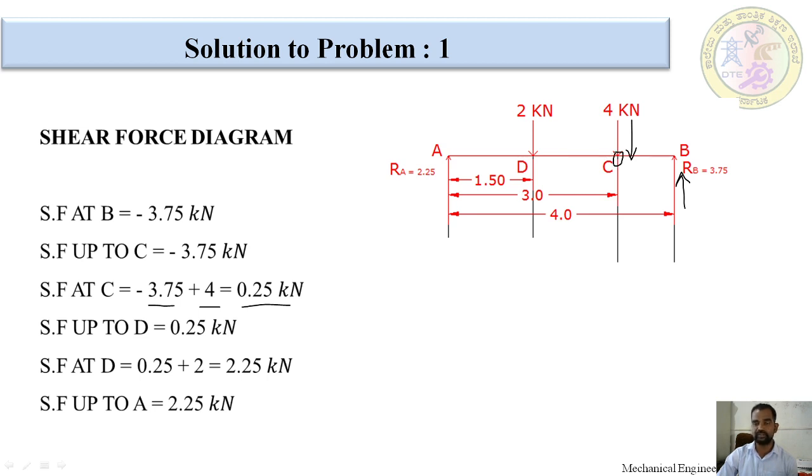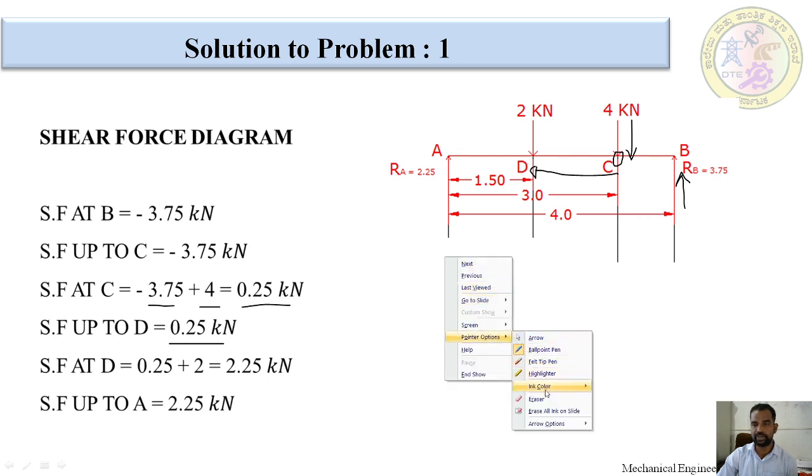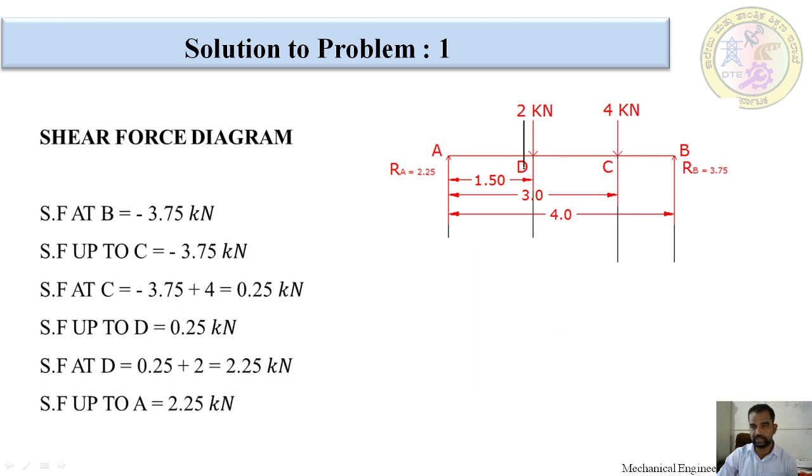Here we have 0.25, and up to here also we have the same load. For that reason, shear force up to point D is 0.25. Next, I am going to take the section just at the 2 kilonewton load, or D point. Shear force at D also we have to calculate. Up to here we have 0.25. Next is 0.25 plus 2 kilonewton.